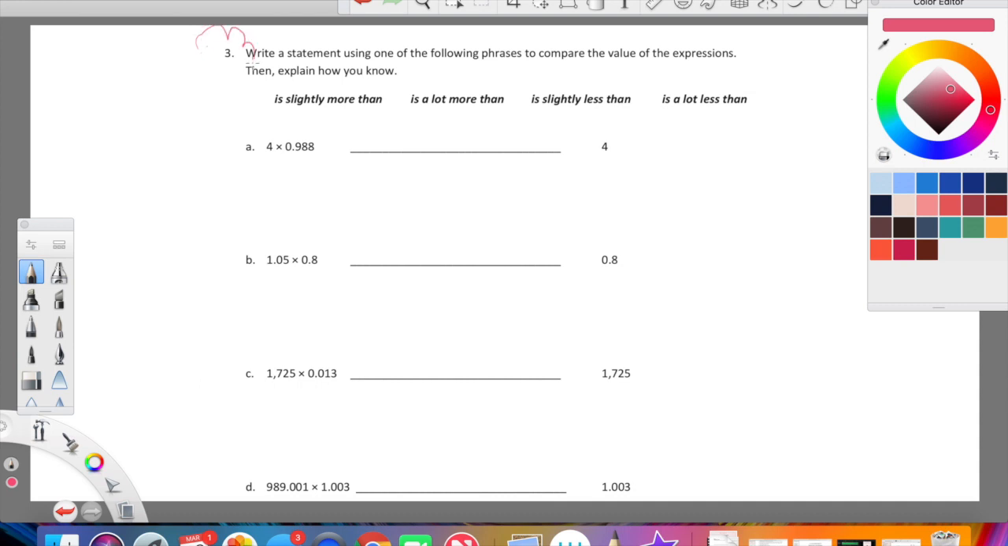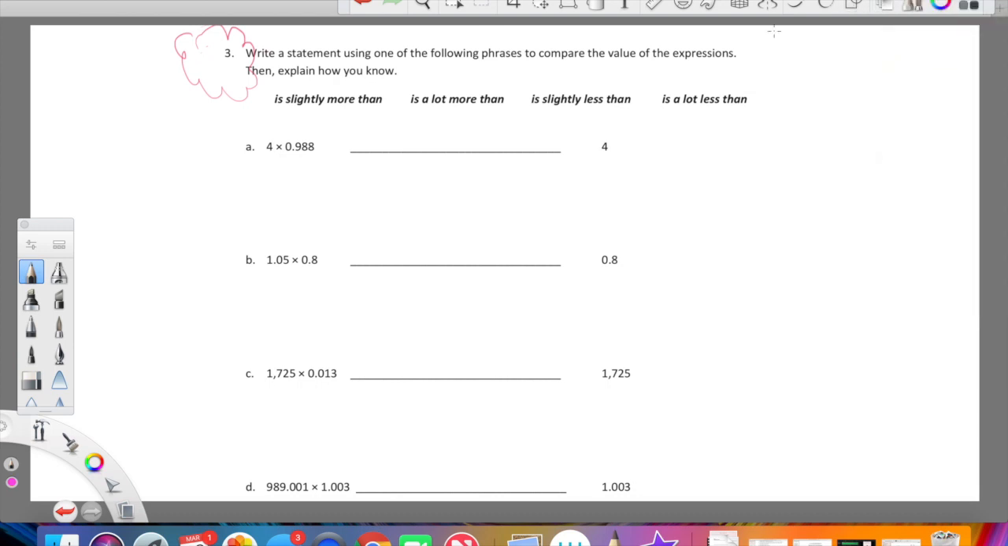Before we get into the guest teachers, I'm going to check out just this problem with you. Number 3 has 4 parts, and we'll talk through this, and then you will see your guest teachers momentarily. Here we are asked to write a statement using one of the following phrases, in bold here, to compare the value of the expressions. Then explain how you know. Our options are is slightly more than, is a lot more than, is slightly less than, and is a lot less than.